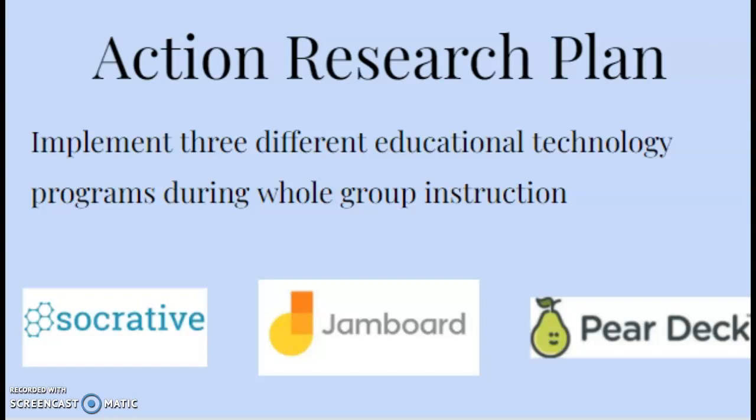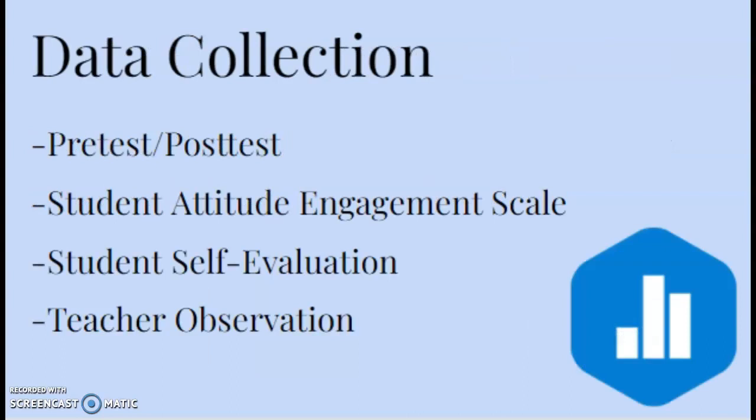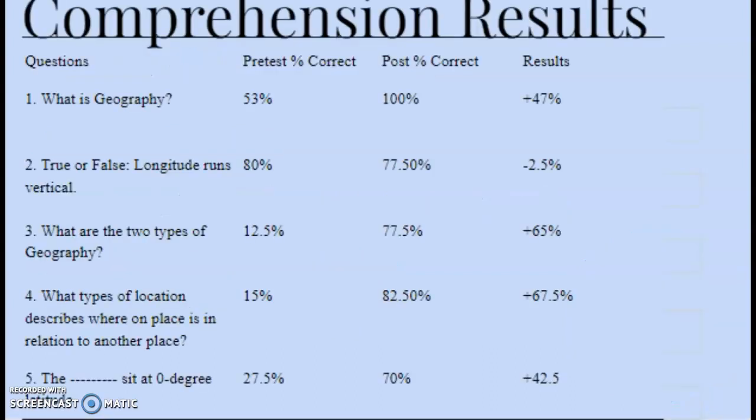their Chromebooks. Data collection: there was a pre and a post test, which was very insightful, and I will show the results later. There was a student attitude engagement scale, which they took at the very beginning of the research. At the very end, students had a self-evaluation, and then there was, of course, teacher observation. In my classroom, I take student feedback very seriously, so students had a large part in this action research project.